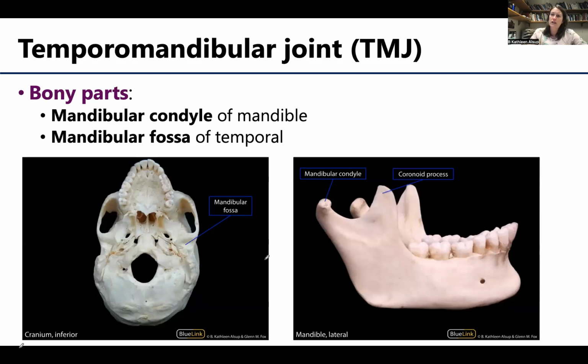The other major joint I want to talk about associated with the skull is the TMJ, or the temporomandibular joint. The bony parts of the TMJ are going to be the mandibular condyle of the mandible and the mandibular fossa of the temporal bone. So that condyle will articulate with the fossa there. And this is a synovial joint.